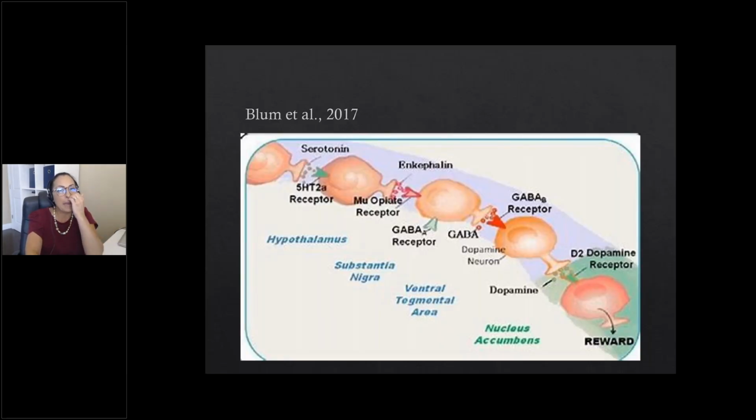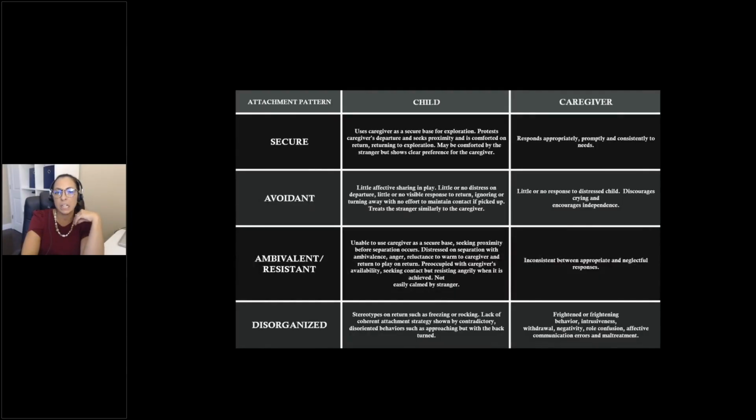And so Blum et al. Availability, they seek contact, but they resist. There's a lot of anger and reactivity. This is the one that's associated with that type of pathology. It's not causal, but it is the one when we look back at these various attachment patterns, we can kind of see, again, maybe more biologic vulnerability for the development of that if one has that kind of pattern.